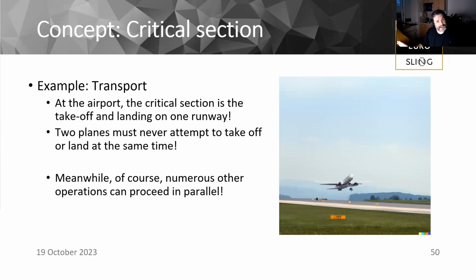Other things can go in parallel. Nobody cares if 2 or 3 or 5 boarding counters are boarding at the same time. But at the time of the takeoff, all the planes have to wait one after another. And this is critical section. I think this is a great example because you can imagine the fiery crash when two airplanes start to take off at the same time.